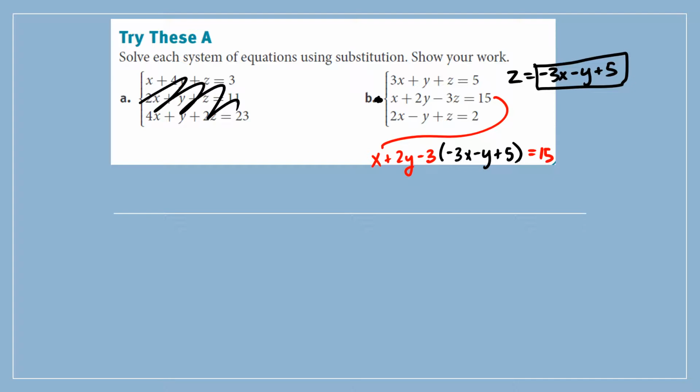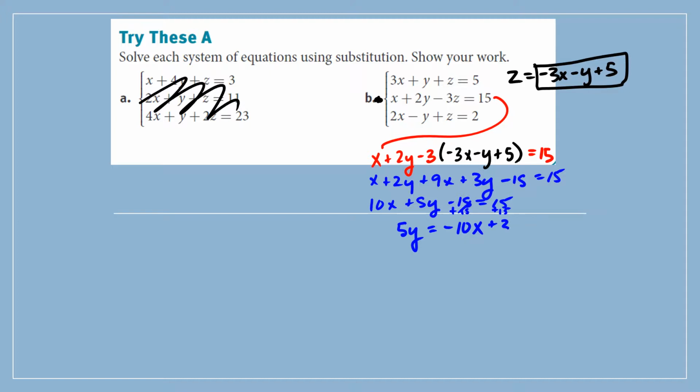All right, so when I clean that up, I'm going to get x plus 2y plus 9x plus 3y, careful with your signs, minus 15 equals 15. So then I'll combine like terms, so 10x plus 5y minus 15 equals 15. So then when I get y by itself, I would get 5y equals negative 10x, and then I'm going to add 15 to both sides. So I'm going to get plus 30. So when I divide everything by 5, y is going to equal negative 2x plus 6. This one's a lot nicer, isn't it?